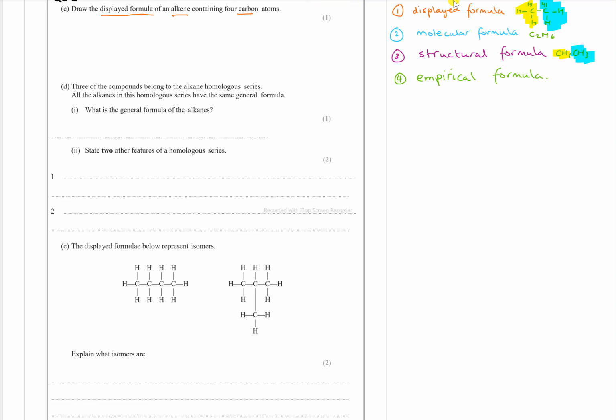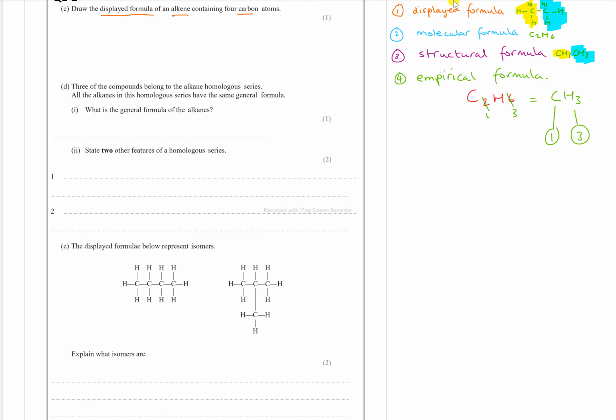Empirical formula is hard to get your head around when you first look at it, but it's really, really simple. How many 2's in there? 1. How many 2's in there? 3. So the empirical formula is CH3. That means for every 1 carbon atom, you have 3 hydrogen atoms. That's all it means.